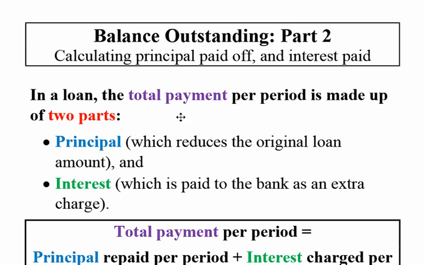In a loan, the total payment per period, so each time you make a payment, is made up of 2 parts. One part is the principal. The principal reduces the original loan amount, and at the beginning, that principal is your actual loan amount. The other part is the interest. The interest is paid to the bank, and that's an extra charge paid to them.